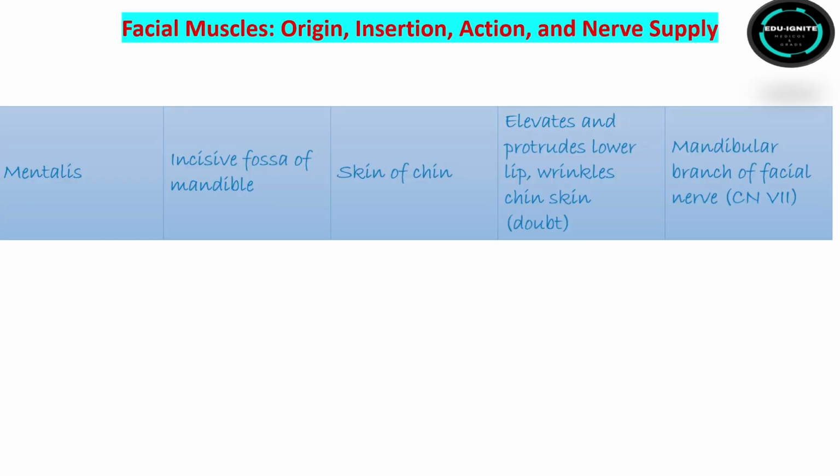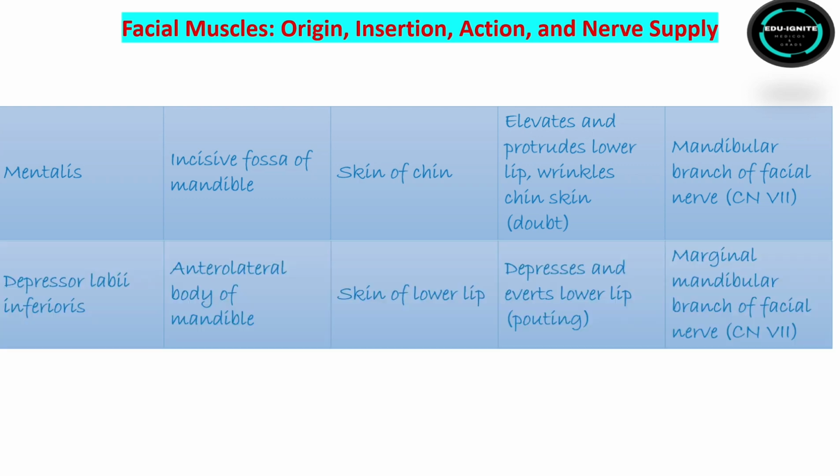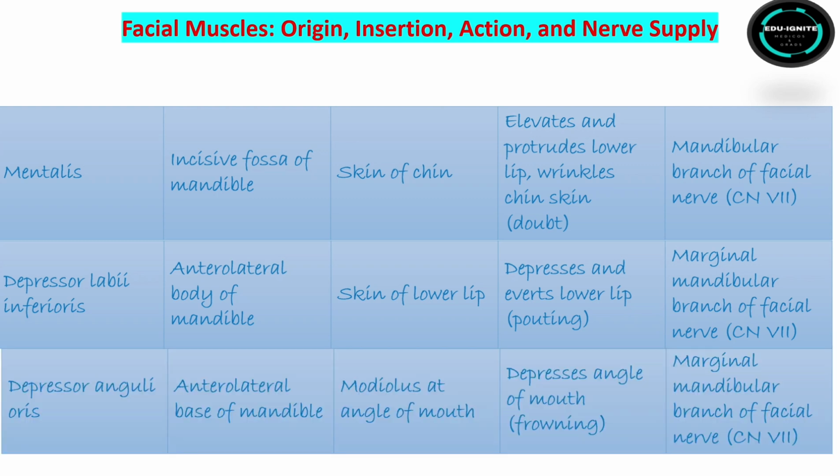Mentalis muscle originates from incisive fossa of mandible and inserts into skin of chin. It elevates and protrudes lower lip, wrinkles skin of chin. Mentalis muscle is supplied by mandibular branch of facial nerve. Depressor labii inferioris muscle originates from anterolateral body of mandible and inserts into skin of lower lip. It depresses and everts lower lip and is supplied by marginal mandibular branch of facial nerve.